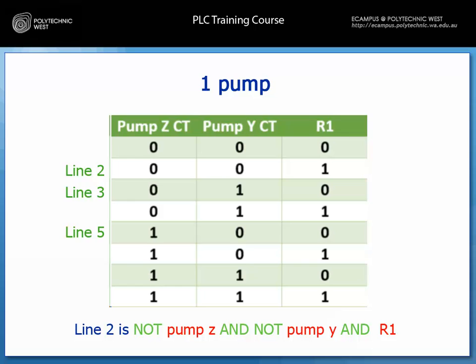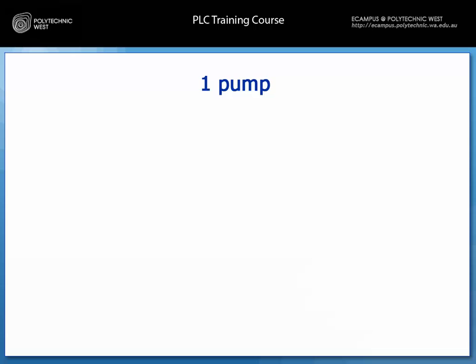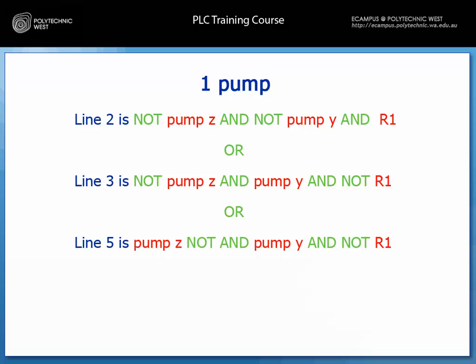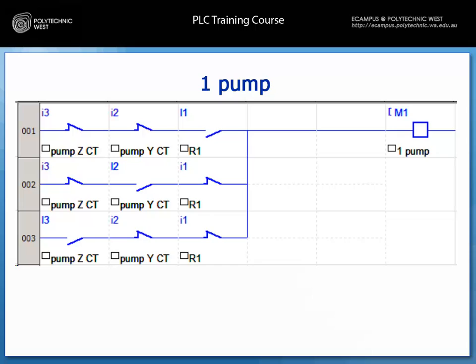Line 2 is true if pump Z is not on and pump Y is not on and pump X is on. We can specify the conditions for the other 2 lines. So we have line 2 or line 3 or line 5. This is the ladder diagram for the one pump internal relay. It consists of an OR function made up with 3 lines that match the 3 possibilities of only one pump running.